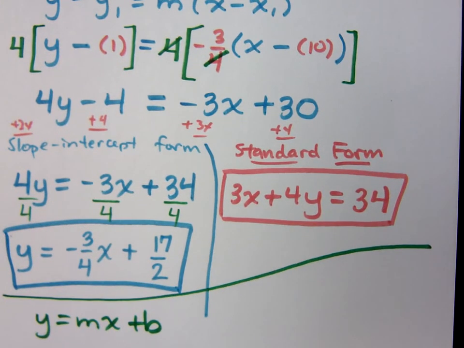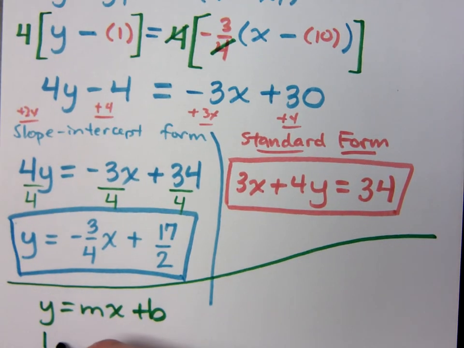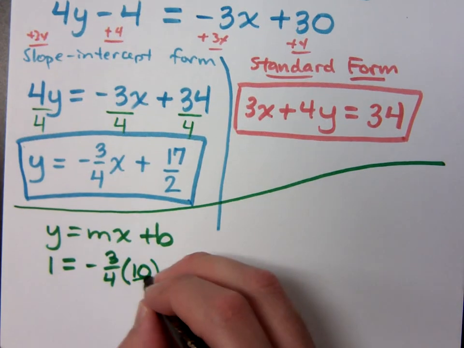Y equals mx plus b. Perfect. Y equals mx plus b. So what was your y coordinate in this last problem? 1. So 1 equals, what was your slope? -3/4. What was your x? 10. And so b is what you were looking for, right? Now, what you may want to do is look at this as 10 over 1.